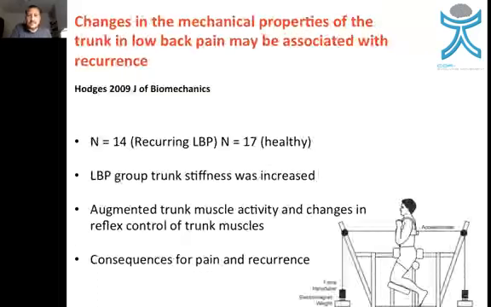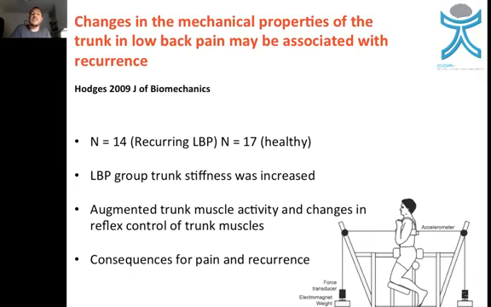So again, we have a paper from Hodges, and you can see in the right-hand corner at the bottom, they created some really cool machinery. This time they did actually look at active stiffness, and that's why they built this crazy machine that did all this crazy stuff. Not enough time to go into it now. But they found that in the lower back pain group, trunk stiffness was increased. They had kind of increased reflexive activity. This machine had a whole bunch of pulleys, and it had a whole bunch of dampening and all sorts of things going on. If anyone wants it, I can pop it over.